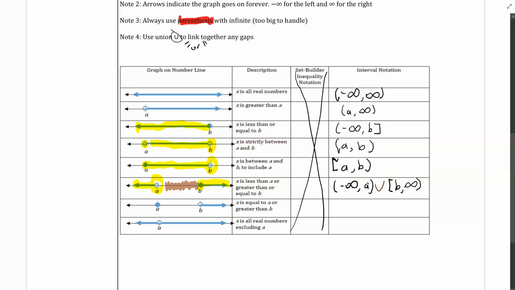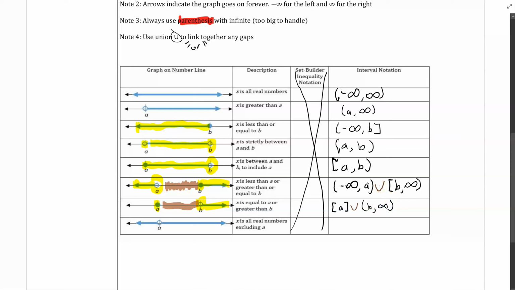Next, this one's a little weird, but going from left to right, well, we have A here, and then that's it. It's literally the point A. And because it's a circle that's filled in, we use a bracket because we do want to include that point. Then we have this gap, so we'll link by a union. We have an open circle at B, so B with a parentheses, and then continuing, we go to the right, so that's positive infinity.